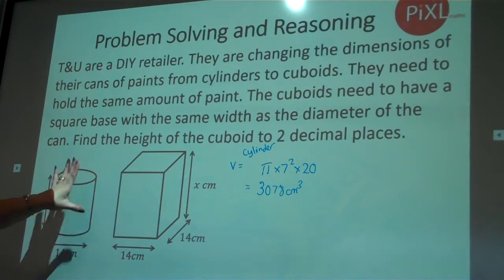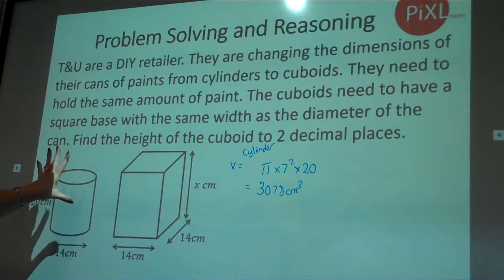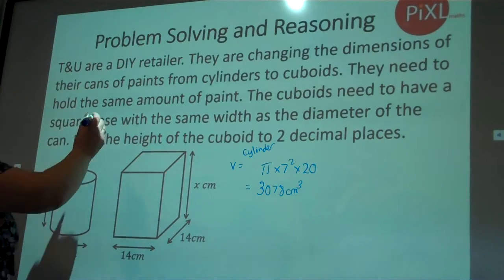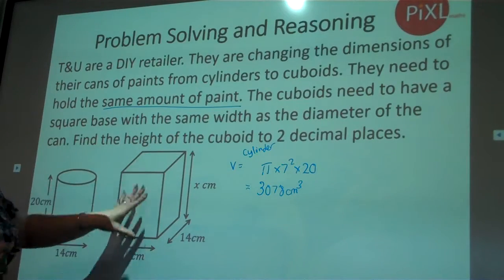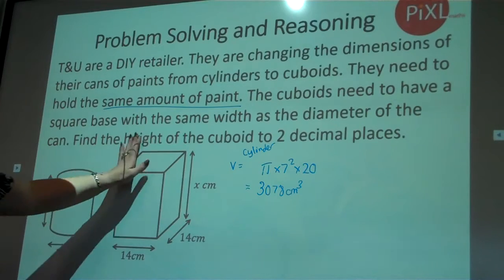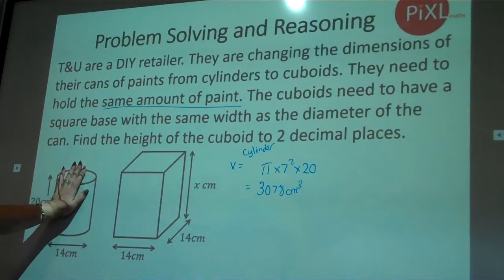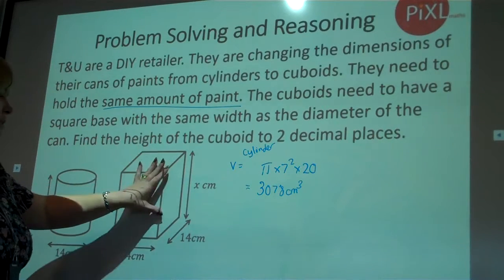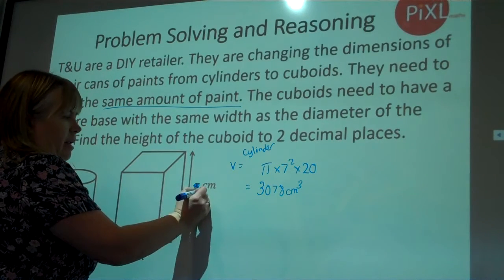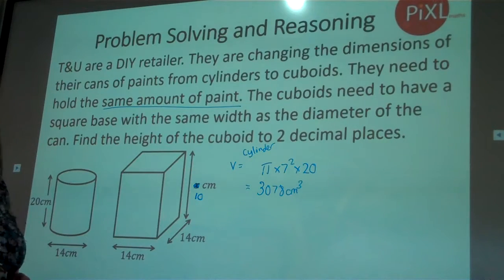Happy so far? Okay. So they want to change the shape of their cans to be cuboids, but they need to be able to fit the same amount of paint into here as they could fit in here. So what they're saying is the volume of this needs to be the same as the volume of this. So how would I work out the volume of this cuboid? Let's say instead of having that there, let's say I said that that was 10 centimetres. How would you work out the volume of that?